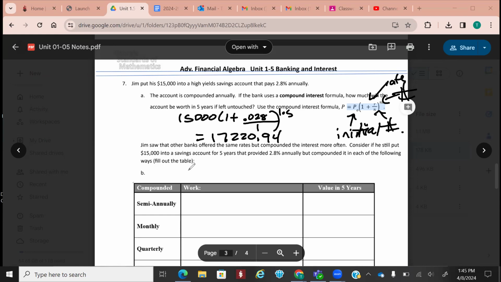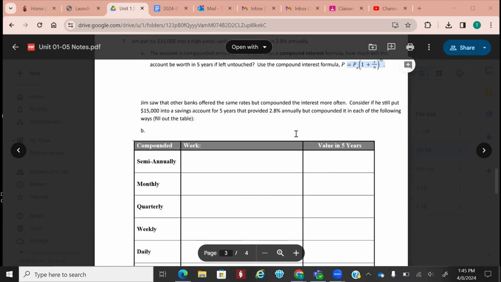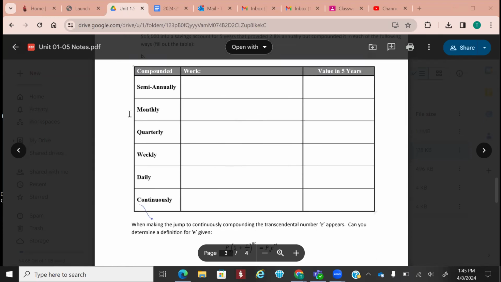Now, Jim saw that other banks offered him the same rate, but compounded interest more often. Compounding interest more often, you actually sometimes make more than just once a year. Okay, so semi-annually is twice a year. So N is going to be 2 on that one. Monthly is 12. Quarterly is 4. Weekly, there's 52 weeks in a year. Daily, that's 365. And then continuously is a little different. We're going to talk about that in just a second. So if I have N in here as 2, this is what my problem should look like.